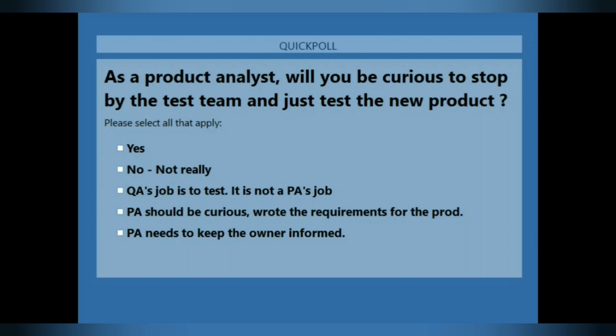So answer the poll questions. Make sure you answer the poll questions. Hope I launched it. Did I launch it? One second. Yeah, it is launched. So I also gave you a clue. Use building as an example. You are the owner of the building. There is a product analyst like an architect builder. Should the architect builder be curious or not? Should the architect builder test the product when the construction is going on?